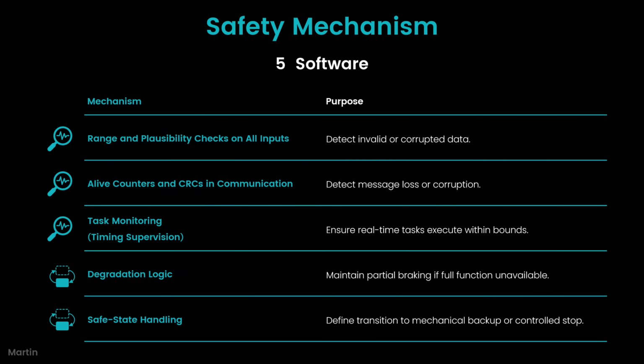Finally, software-level mechanisms such as task monitoring, data consistency checks, and graceful degradation strategies provide an additional layer of protection. Together, these mechanisms form a robust safety architecture that helps the system detect, handle, and recover from faults effectively. Please feel free to pause here and take a moment to review these examples of safety mechanisms.